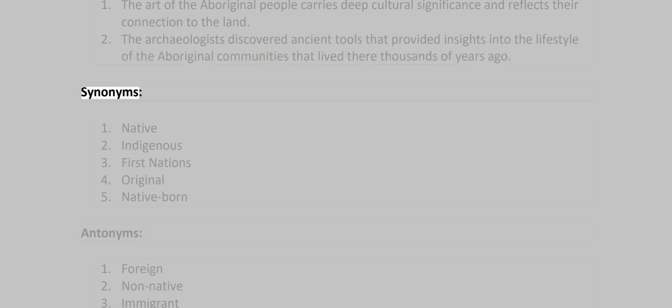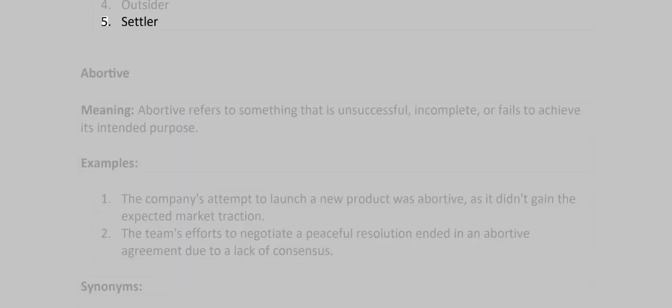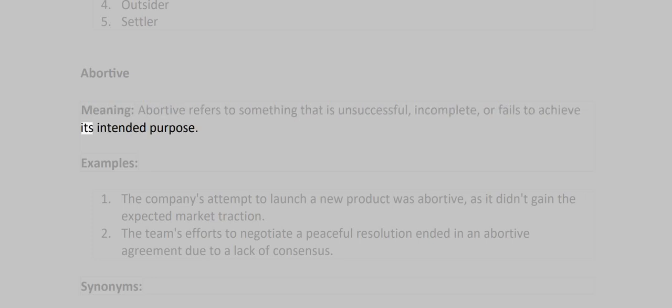Synonyms: 1. Native. 2. Indigenous. 3. First Nations. 4. Original. 5. Native born. Antonyms: 1. Foreign. 2. Non-native. 3. Immigrant. 4. Outsider. 5. Settler. Abortive. Meaning: abortive refers to something that is unsuccessful, incomplete, or fails to achieve its intended purpose.